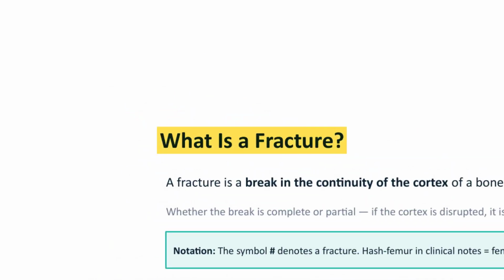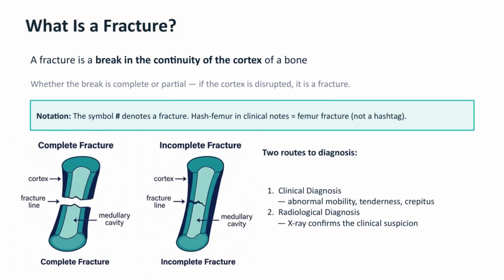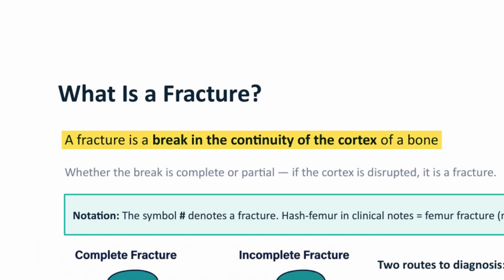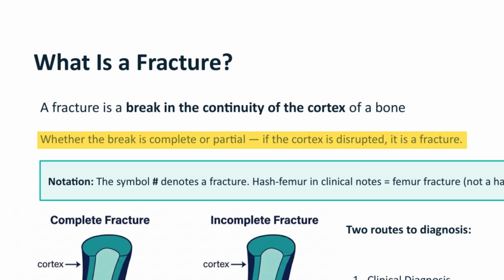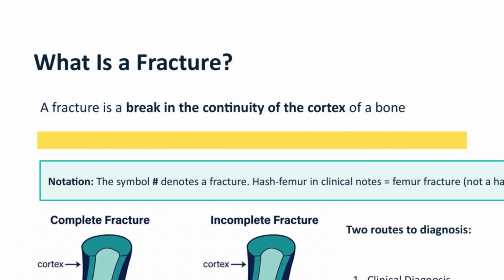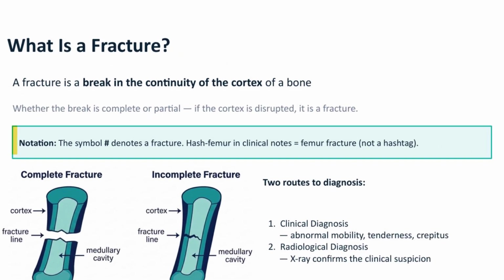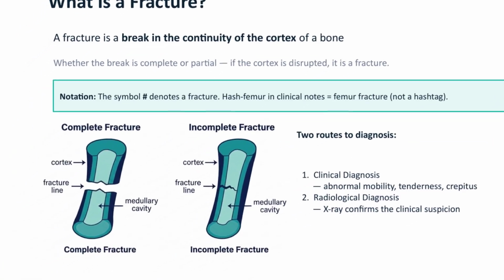What exactly do we mean when we say a bone is fractured? A fracture is simply a break in the continuity of the cortex of a bone. The moment that cortical continuity is disrupted, whether completely or partially, you have a fracture. One quick notation tip. In orthopedics, the hash symbol, or pound sign, is used to denote a fracture. So when you see hash femur written in case notes by a surgeon, they're not hashtagging their lunch.